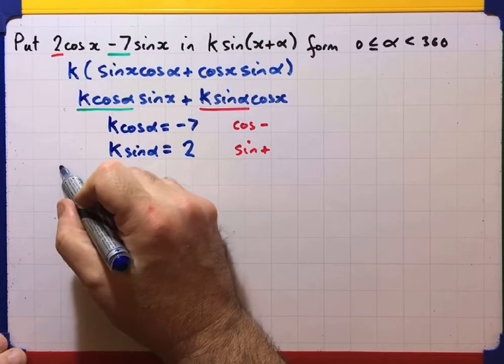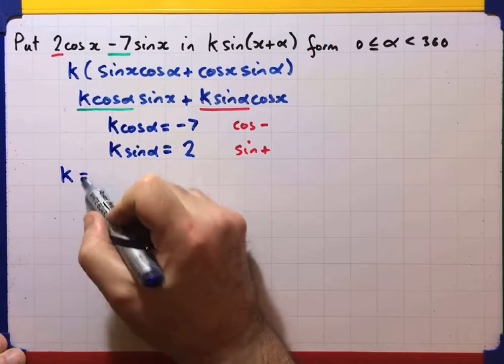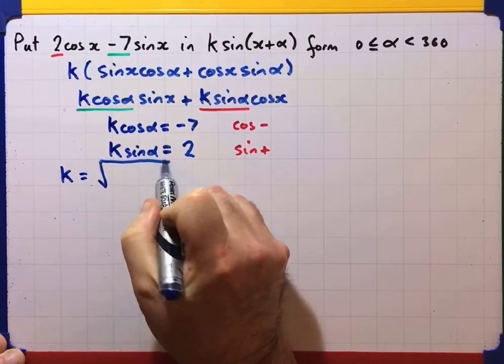Remember, first of all, let's work out k again. K is always just those two squared and added.